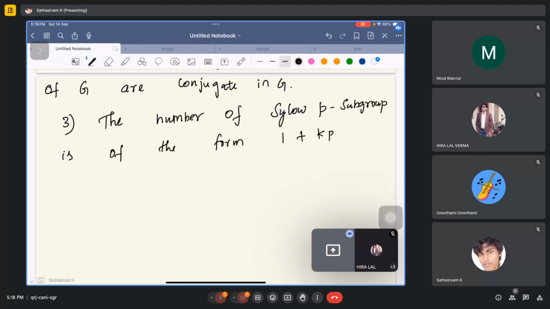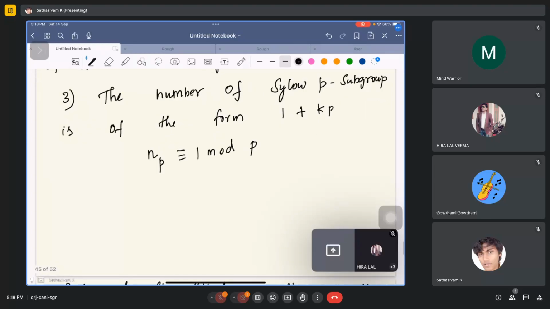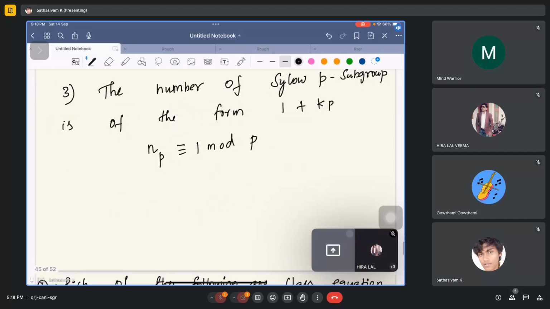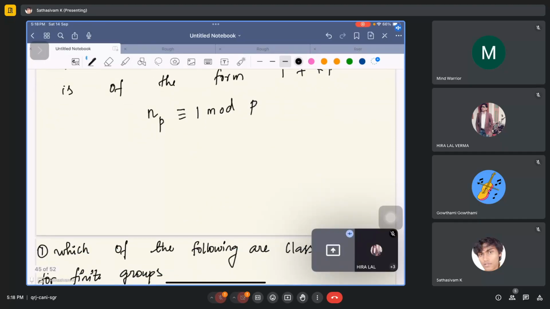1 plus Kp. So if you want, you can write it using the congruence also: Np is congruent to 1 mod P. Okay. And it also has to satisfy another property.